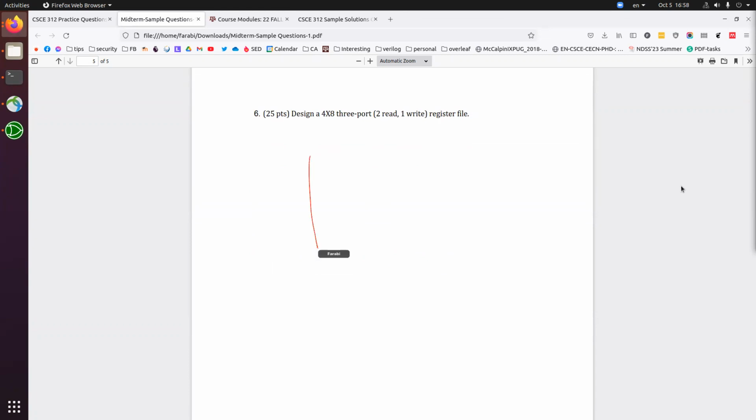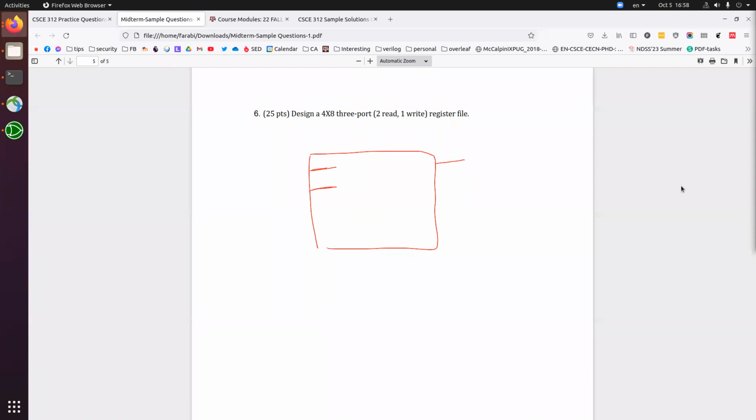This register file has 3 ports, so to read. This will be connected to the registers, and then it will have 1 output port, which will also be connected to another register. And then there are 4 into 8. That means we have 4 8-bit registers.